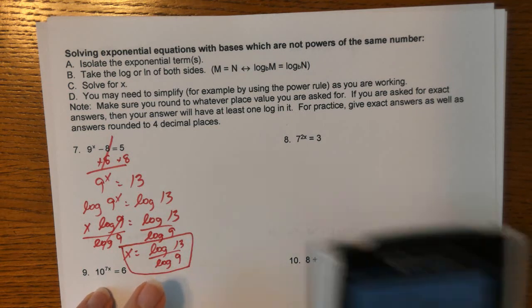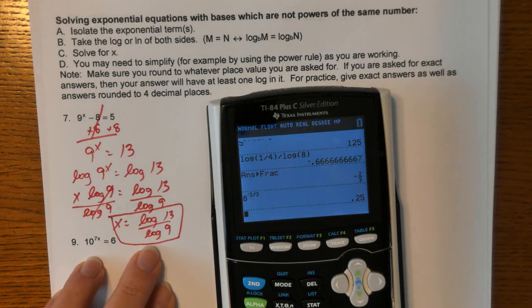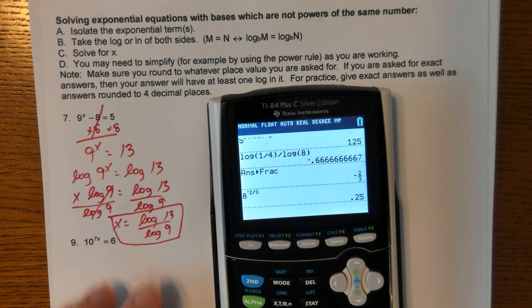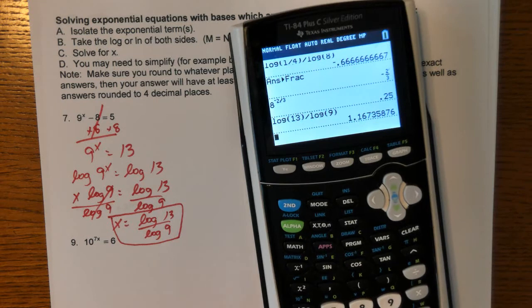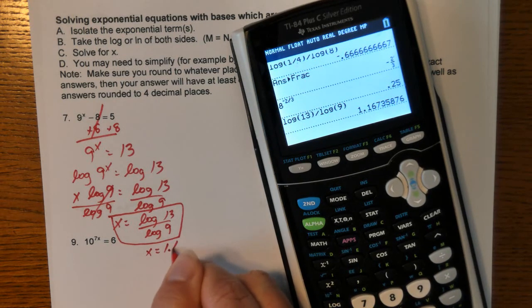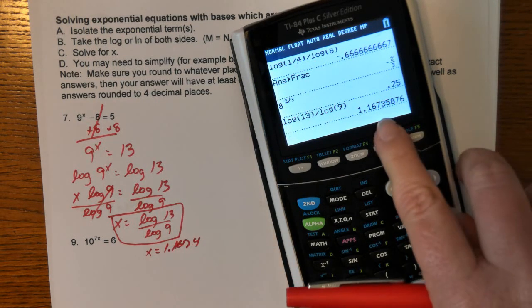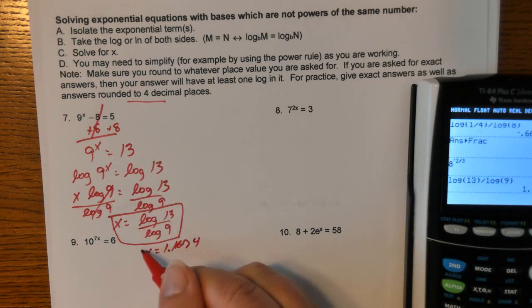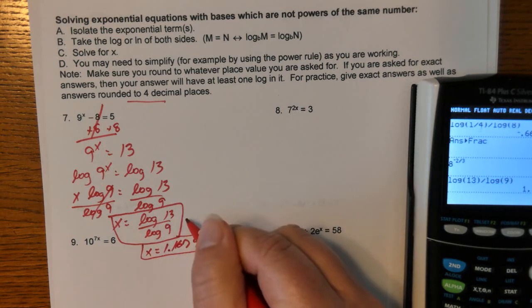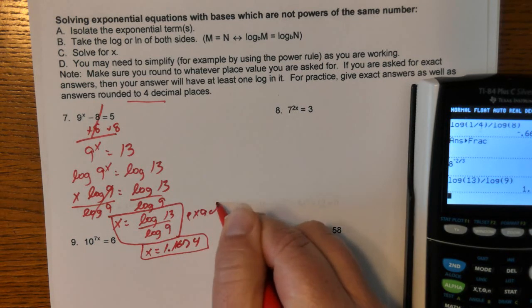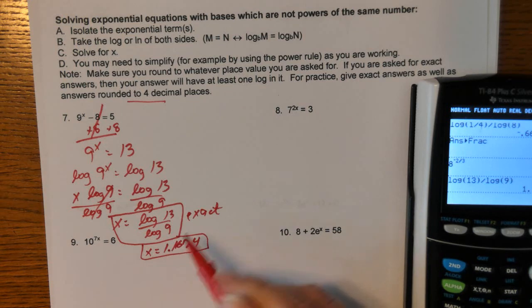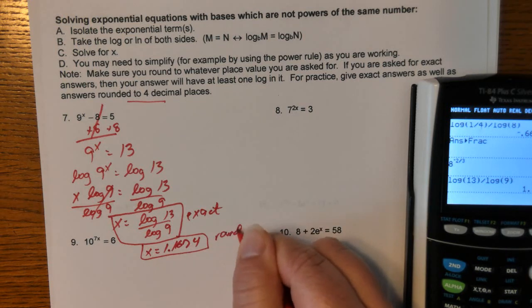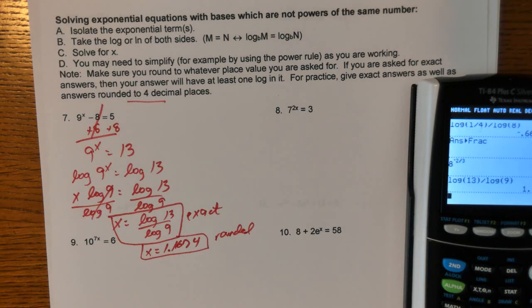Your homework asks for both. Sometimes it asks for an exact answer, so you would type in log 13 over log 9, okay? Or log 13 over log 9 is something you can type in your calculator, and you'll get the decimal 1.1674 if I go to 4 decimals. Make sure you read carefully how many decimals they want. It looks like our notes say 4 decimals. Okay? So this one right here, the log 13 over log 9, is our exact answer. And the 1.1674 is our rounded answer. And the homework asks you for both.